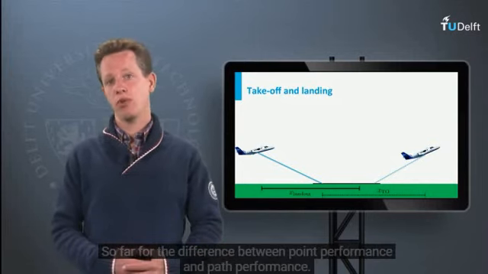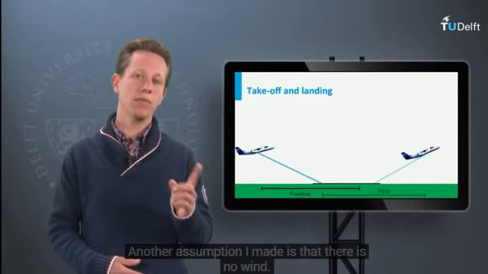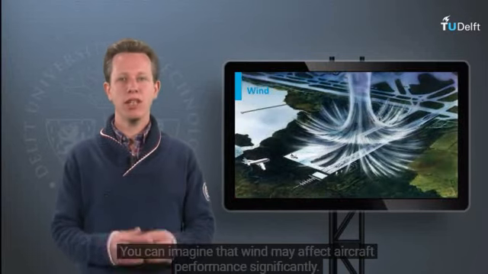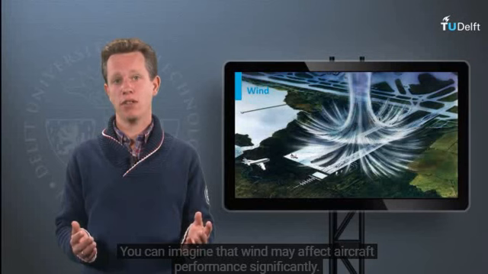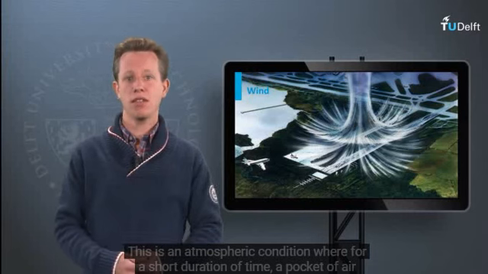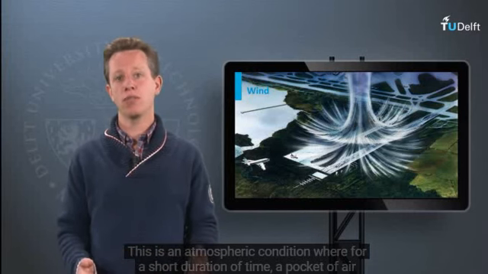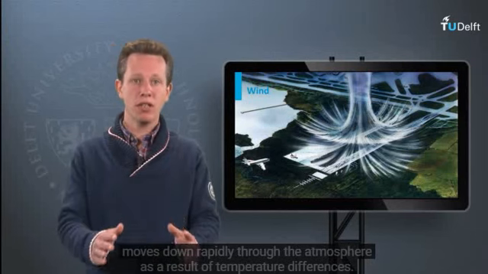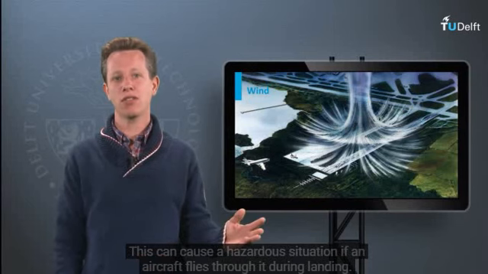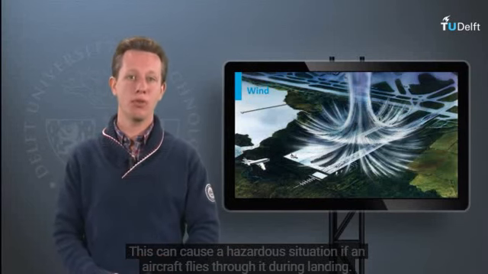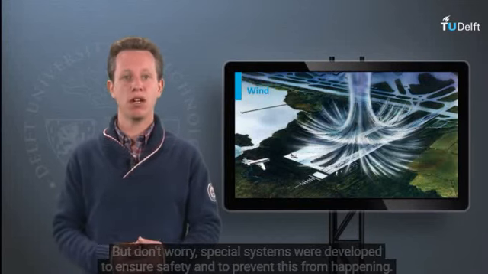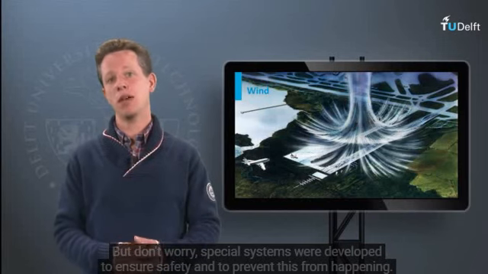So far for the difference between point performance and path performance. Another important assumption I made is that there is no wind. Now, you can imagine that wind may affect aircraft performance quite significantly. One particular dangerous example is a microburst. This is an atmospheric condition where for a short duration of time, a pocket of air moves down rapidly through the atmosphere as a result of temperature differences. Now, this can cause quite a hazardous situation if an aircraft flies through it during landing. But don't worry, special systems were developed in the past to ensure safety and to prevent this from happening.